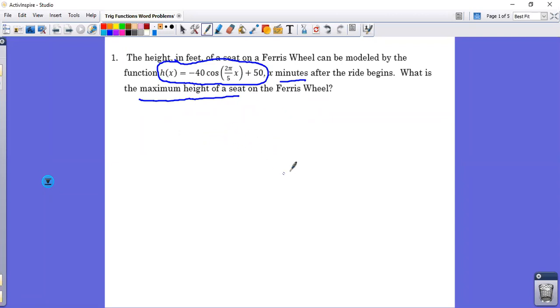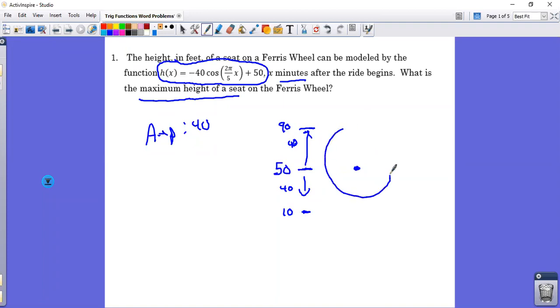Remember, midline, so if you think about it, your midline here is at 50. Your amplitude is 40. So it's going to go up 40 from there and down 40 from the midline. So the top plus would be 90. The bottom would be 10. And then the axle of that Ferris wheel would rotate around there, whatever it is. So there's a lot of questions they could ask. What's the maximum height that you would go right there at 90?